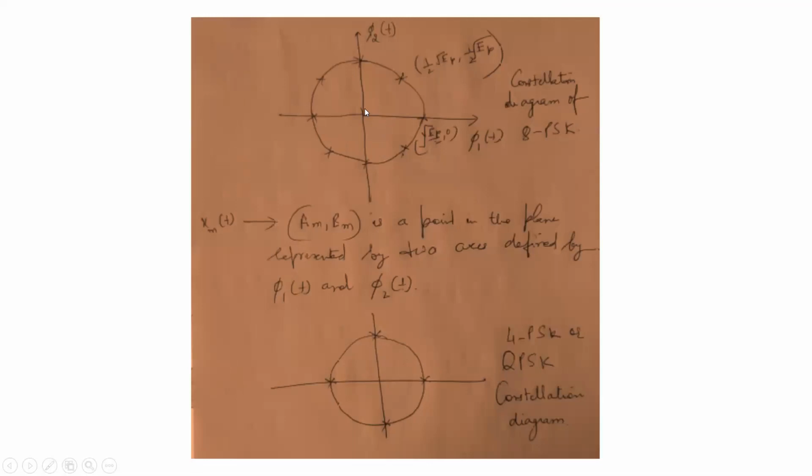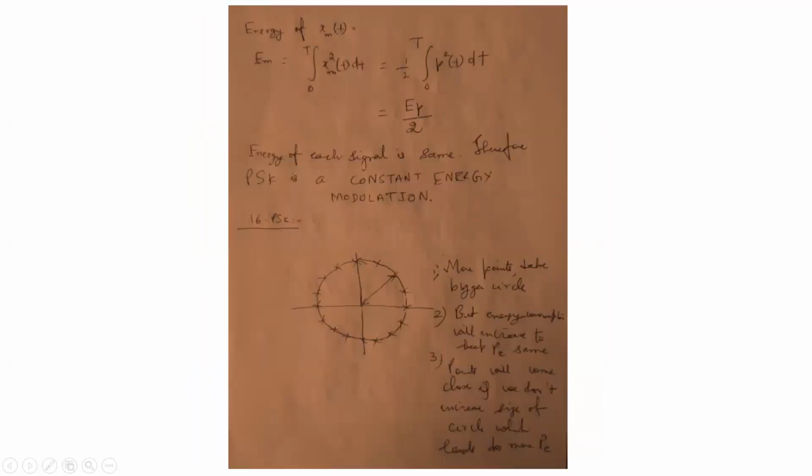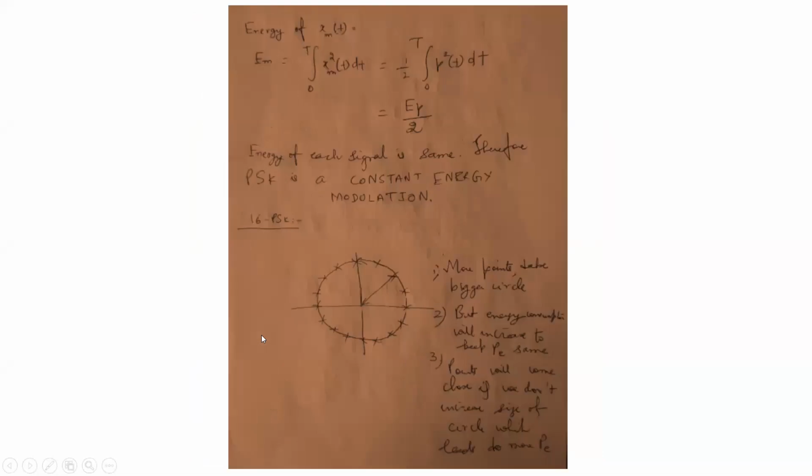And we can express the modulated signal in terms of phi1(t) and phi2(t). Every modulated signal, every signal in the constellation diagram, for example, it is 8PSK. For example, it is 16PSK. So 16 points are there. Every signal point can be expressed, because if it is 16PSK, what does that mean? We are stacking 4 bits in one symbol period.